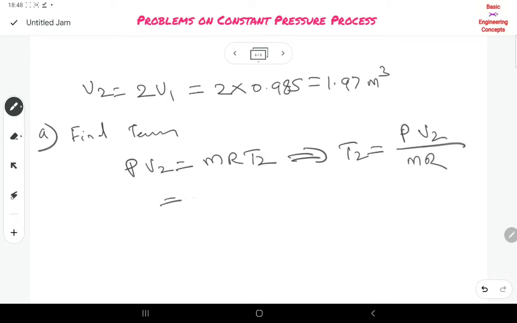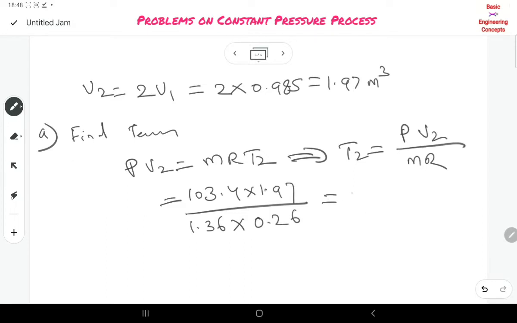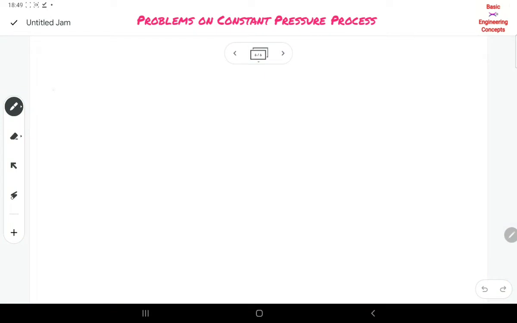By substituting 103.4 into 1.97 by 1.36, since M is 1.36, into R which is 0.26, once you calculate this you get 576 degrees Kelvin. The answer should be in degrees C, so you should subtract 273 from 576.